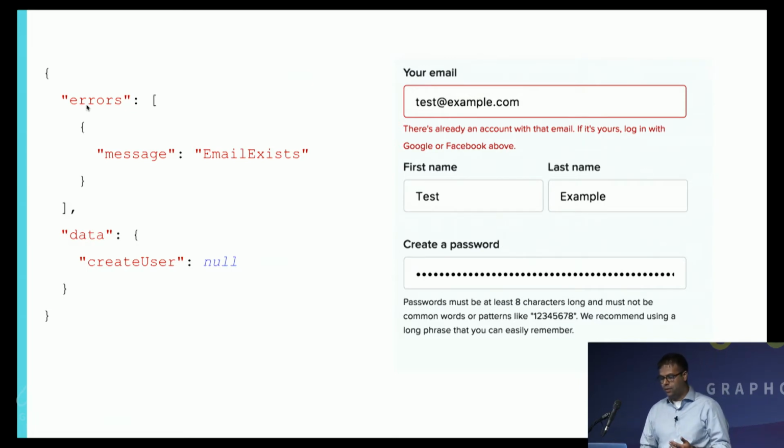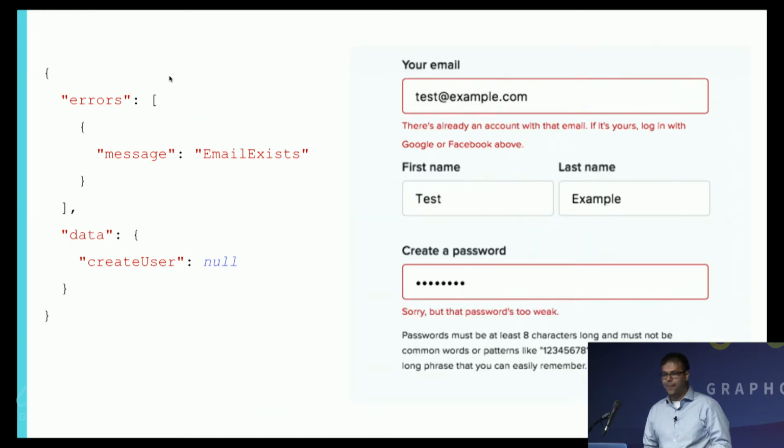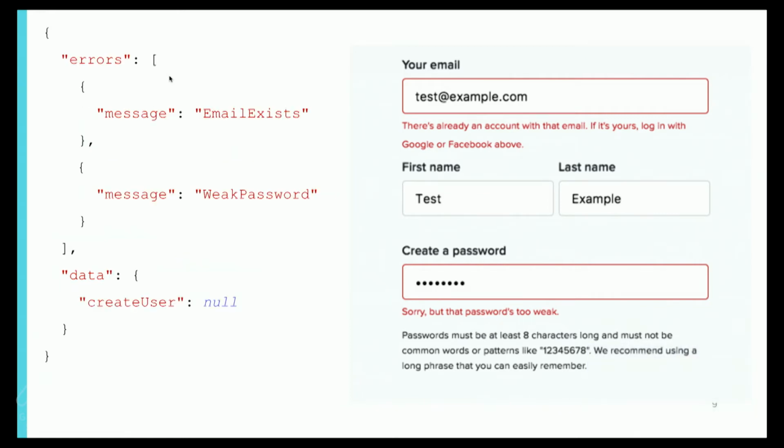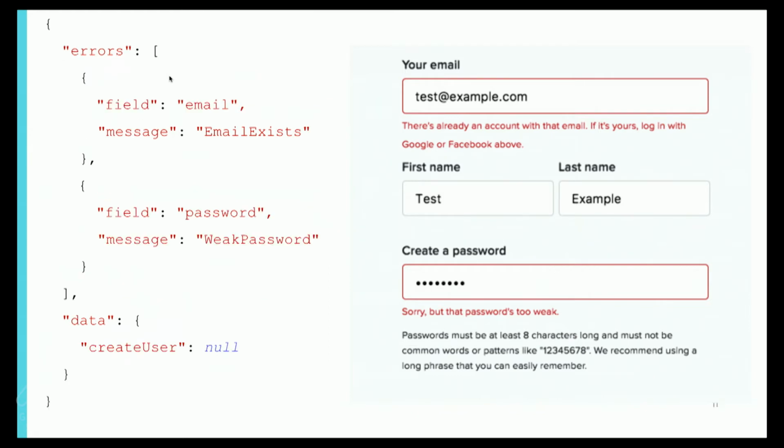What happens if we then want to add another validation step? We want to check to see if your password's too weak. So we could add another thing to this errors list. Maybe we throw 2 errors, but then it's kind of hard for us to know which of these 2 errors go with which field. Maybe we can start adding more data to our errors. We could say, like, you need to include a field for every error so that we know where to show it in the UI. This starts to feel, again, pretty brittle.